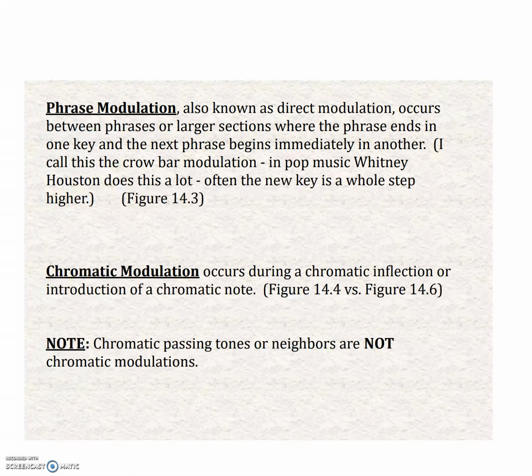Chromatic modulation can also occur when you just have the introduction of a chromatic note, meaning there is no pivot chord. The chord before does not function in both keys. You just add a chromatic note and bang, you're in the new key. Just be careful because chromatic passing tones and neighbors are not going to be chromatic modulations. Instead of just going as a lower neighbor, we might just be fancy and add a sharp. It's not necessarily a modulation.